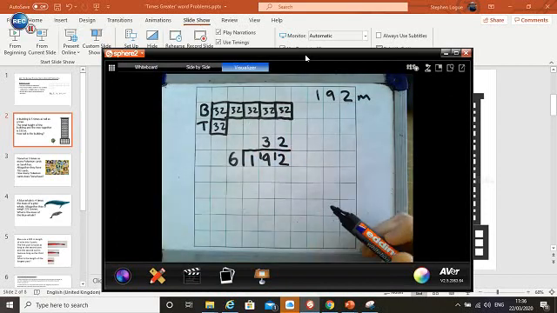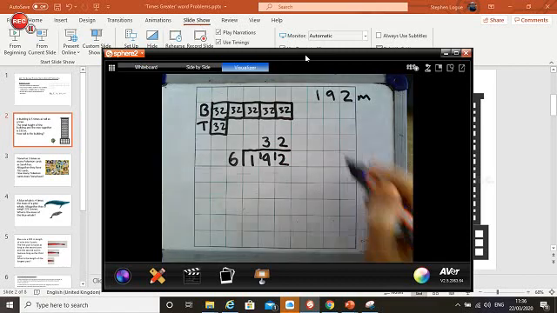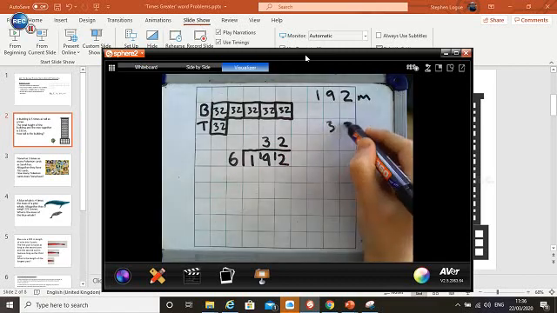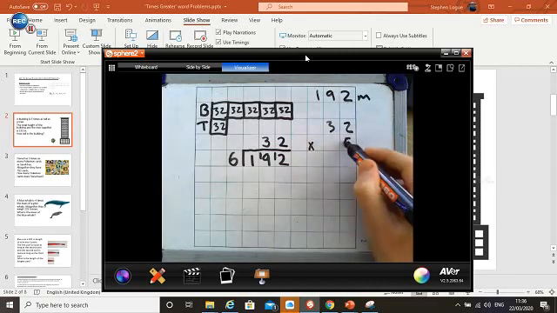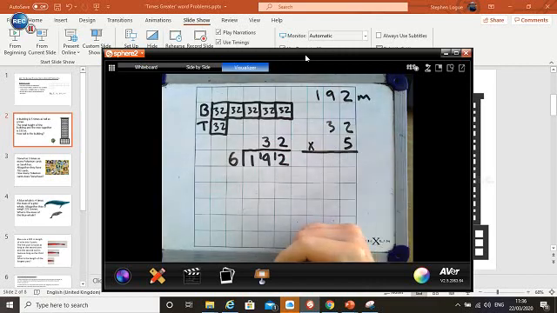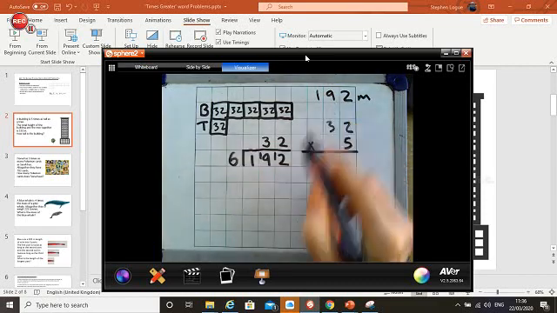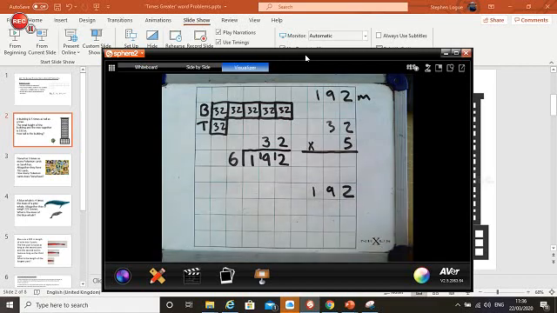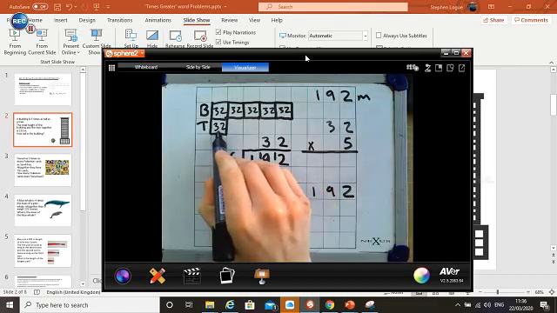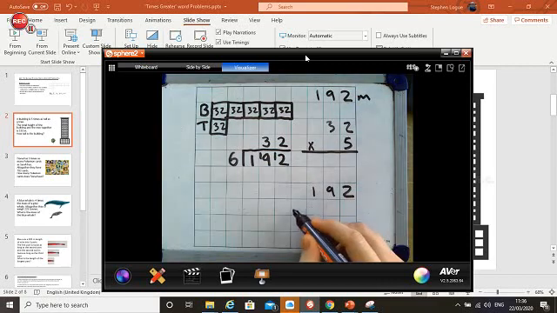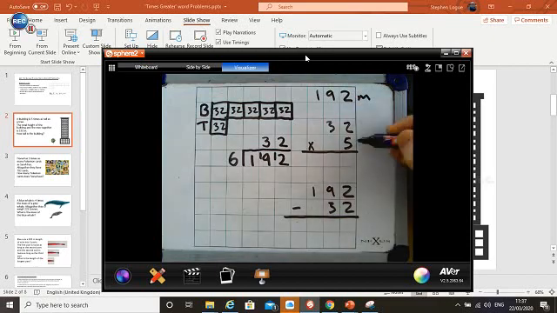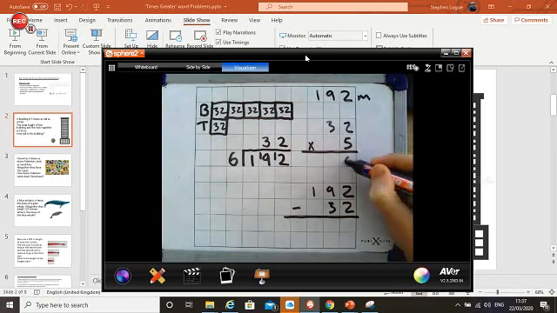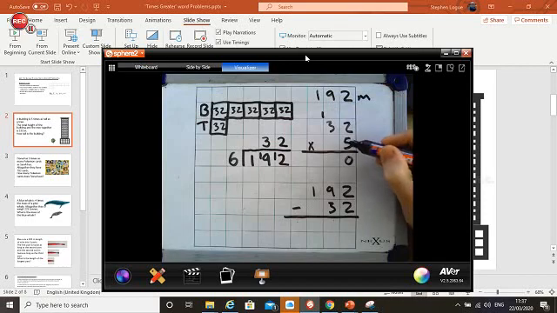Five times 2 is 10. 5 times 3 is 15, plus that 1, 16. So this is calculated the tree as 32 and the building as 160. Let's just double check it using our subtraction method. 2 subtract 2 is 0. 9 subtract 3 is 6. Nothing taken away from the 1. 160. So the building is 160 meters.